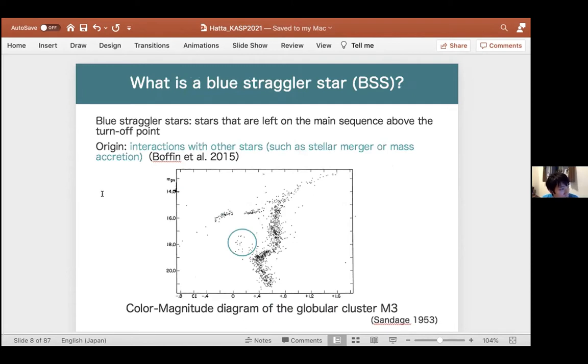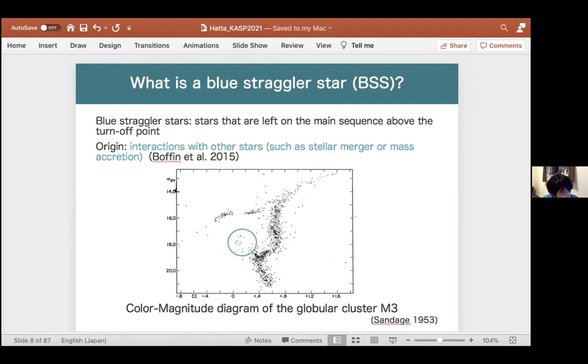Blue straggler stars are stars that are left on the main sequence above the turnoff point like this. Here is a color magnitude diagram of the globular cluster M3. Usually in a globular cluster, the more massive a star is, the earlier the star leaves from the main sequence. But some of them are still on the main sequence. They are called blue straggler stars. And the origin is thought to be interactions with other stars, such as stellar merger or mass accretion.